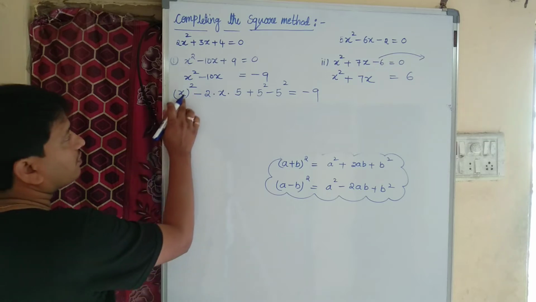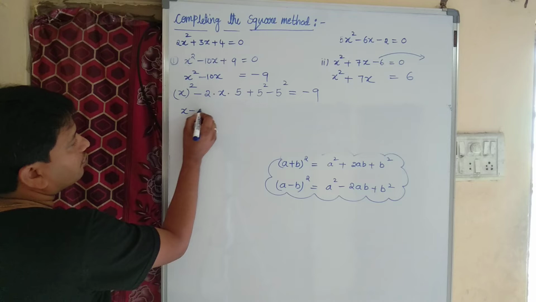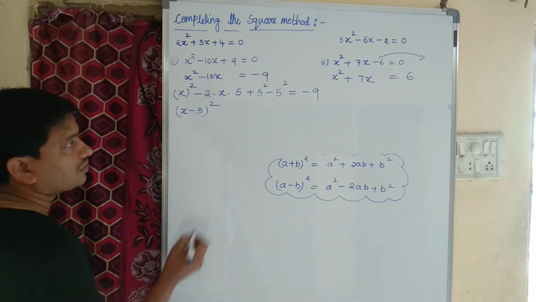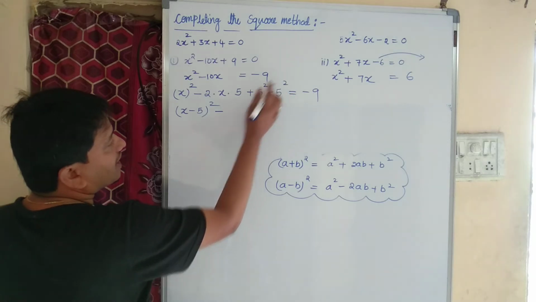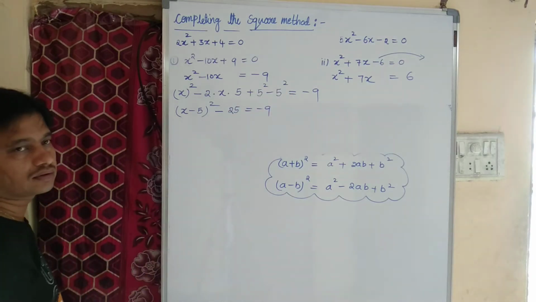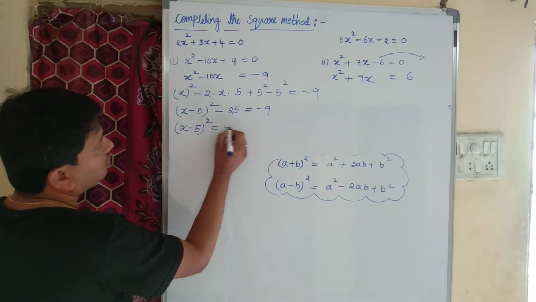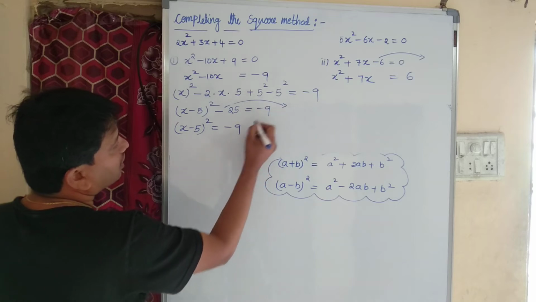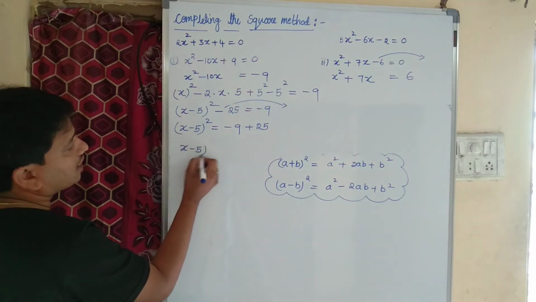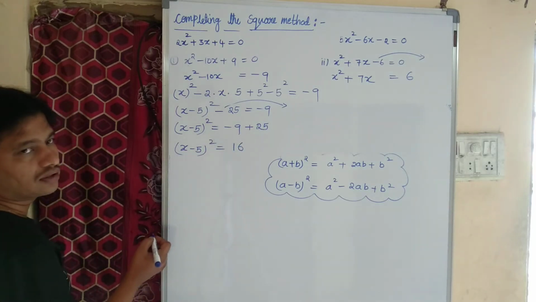So now it is in the form of a square minus 2ab plus b square, which is the formula of a minus b whole square, minus 5 square, value 25, equal to minus 9. So x minus 5 whole square equal to minus 9, minus 25 you transpose, plus 25. x minus 5 whole square equals 25 minus 9, which is 16.